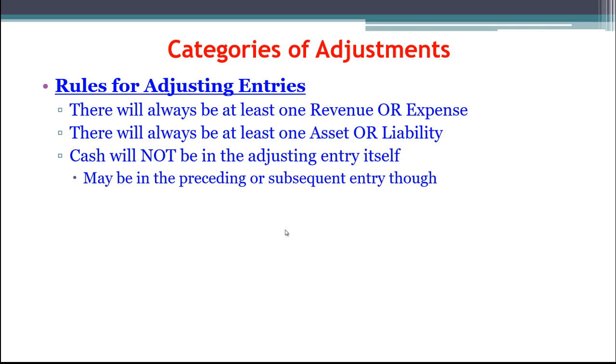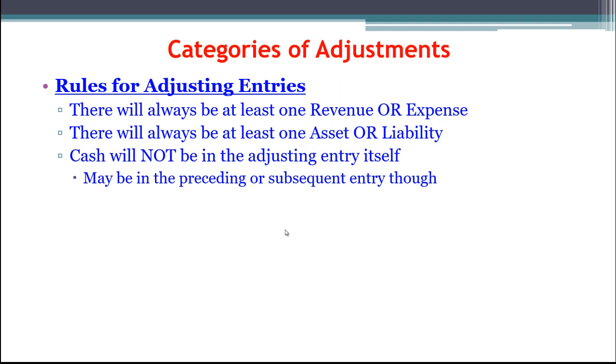Now, there are some rules that will help you to develop these adjusting entries and determine whether you're looking at an adjusting entry to begin with. First of all, there has to be at least one revenue or expense account, depending on which type of adjusting journal entry you're talking about. It's either going to have a revenue or an expense. On the other side, there always has to be at least one asset or a liability.